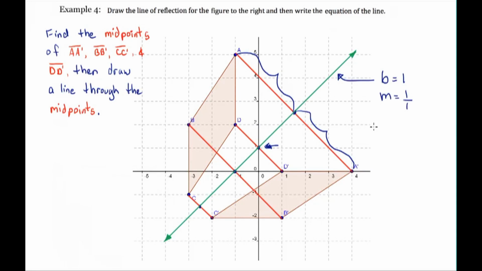So now I can write my equation. My y-intercept is 1, my slope is 1, so y equals x plus 1.